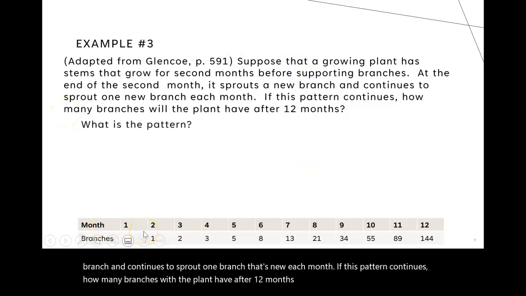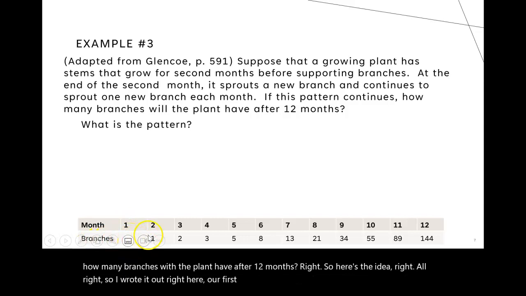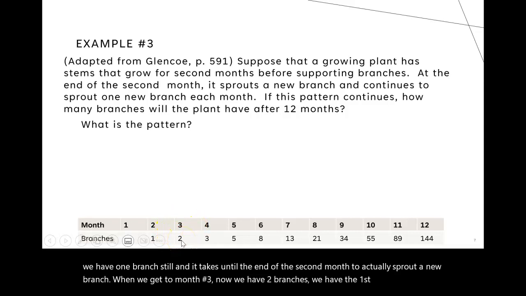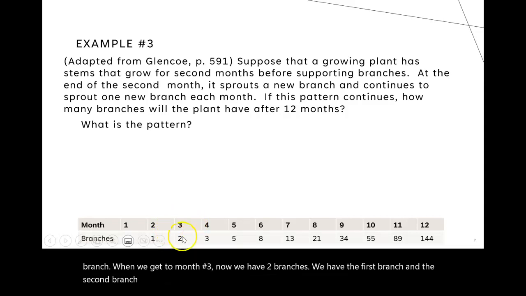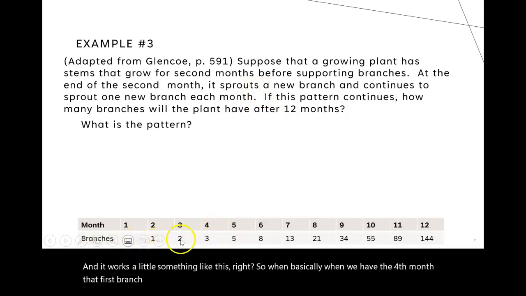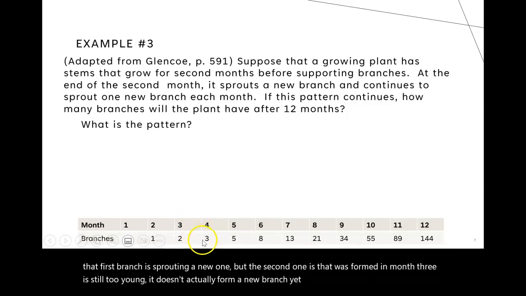All right, so here's the idea, right? I wrote it out right here. Our first month, we just have the one branch. Second month, we have one branch still, and it takes until the end of the second month to actually sprout a new branch. When we get to month number 3, now we have two branches. We have the first branch and the second branch. And it works a little something like this, right? So when we have the fourth month, that first branch is sprouting a new one, but the second one that was formed in month 3 is still too young. It doesn't actually form a new branch yet. So we only have one extra branch.